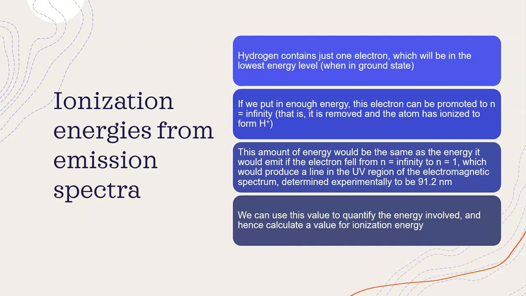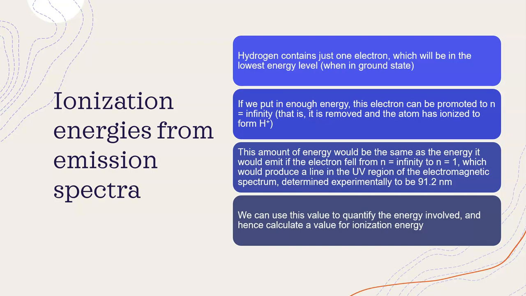With hydrogen, we know it contains only 1 electron, which will be in the lowest energy level when in its ground state. So then if we put in sufficient energy, the electron can be promoted to n equals infinity, i.e. it can be removed when the atom is ionized to form H+. The amount of energy here would be the same as the energy it would emit if the electron fell from n equals infinity to n equals 1. And we know that this would produce a line in the UV spectrum.